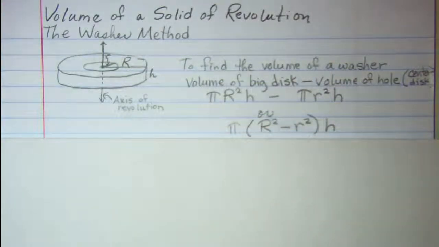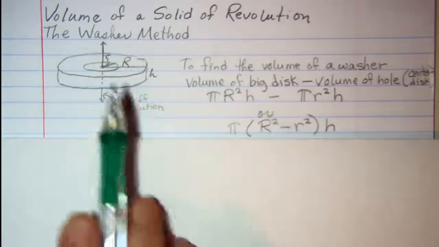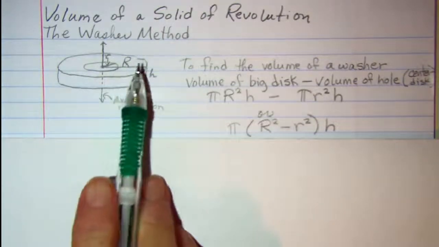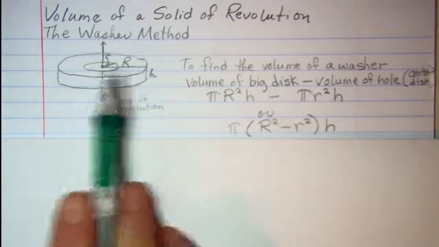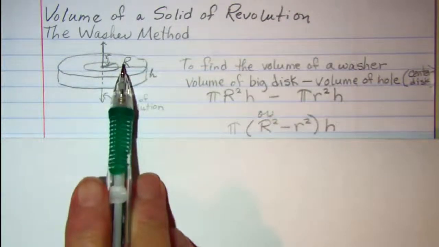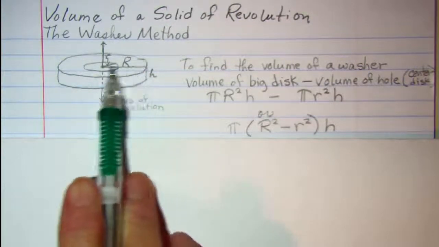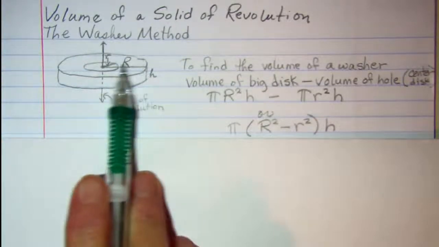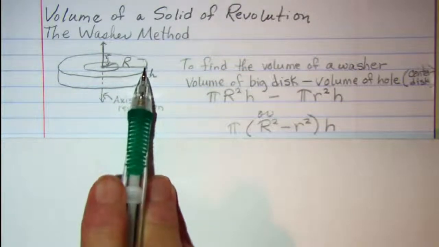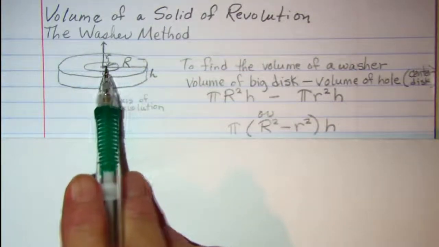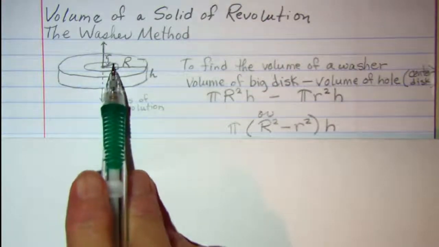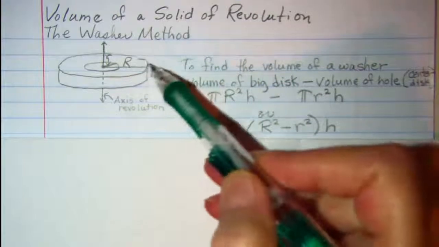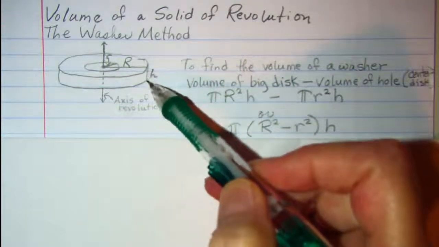In this video, we'll be looking at how to find the volume of a solid of revolution using the washer method. You can see we have a drawing of a washer. A washer is a disc with a hole in the middle of it, so that we have the radius of the outside circle, which is the big disc. That's this capital R. And then the radius of the hole, or the inside disc here, that's the little r. And then we have the height of the washer, or the disc, which is h.